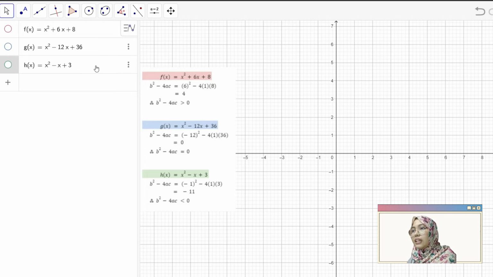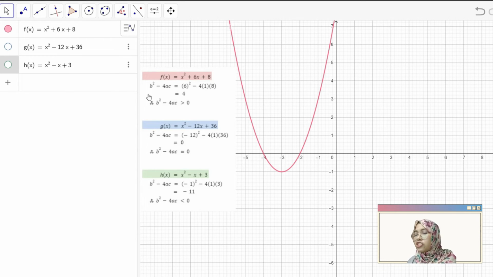So here, I already keyed in 3 different quadratic functions, which are f(x), g(x), and h(x). We can use the discriminant method to find the types of roots that each of the functions has. For function f(x) equal to x squared plus 6x plus 8, the b squared minus 4ac is equal to 4, which is more than 0. Here we can see that function f(x) has real and distinct roots. This is shown in the graph of the function, where the graph intersects with the x-axis at two points, which are x equal to -2 and x equal to -4.